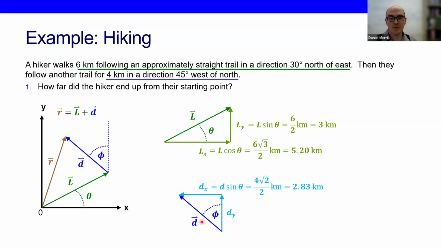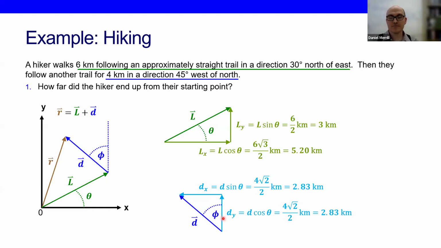So if I take 4 kilometers and multiply it by cosine of 45 degrees, I will get how far north I went. So 4 times root 2 over 2 again. Cosine of 45 is root 2 over 2, as we said. So 4 times root 2 over 2 kilometers is 2.83 kilometers. And that should make sense, that both the westward component and the northward component are the same because my angle is 45 degrees.